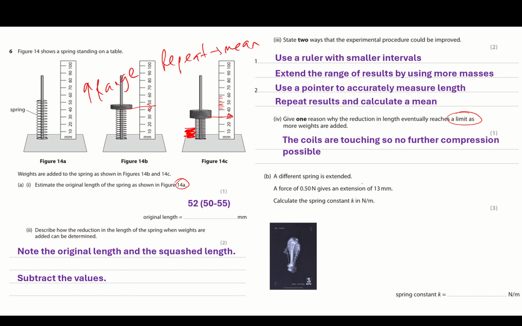And now we've got a different spring that is extended. A force of 0.5 newtons is used. Happy with that. An extension of 13 millimeters. That's going to need to be divided by 1,000. And calculate the spring constant.